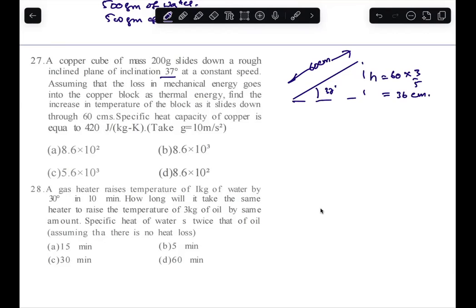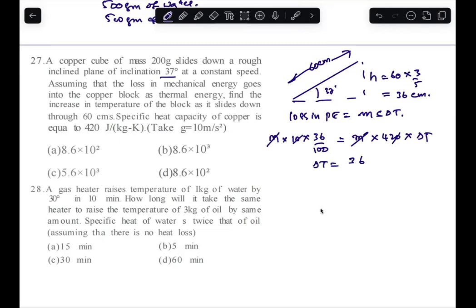So loss in potential energy is m s delta T. So m into 10 into 36 by 100 is m into 420 into the temperature difference. So delta T finally is, here, joule per kg Kelvin, right?